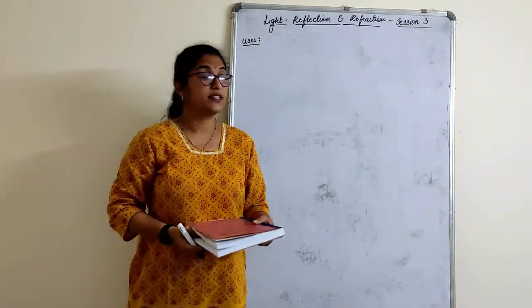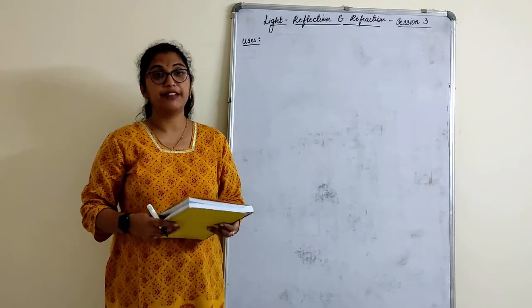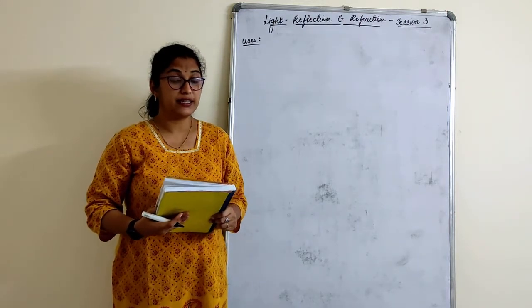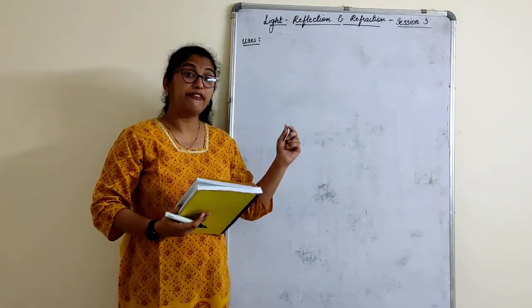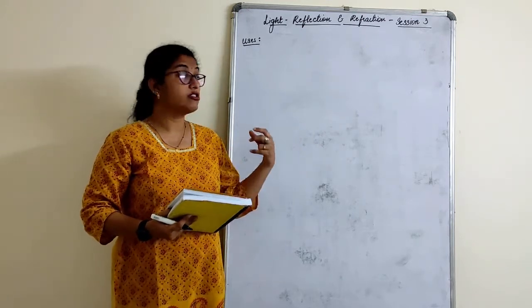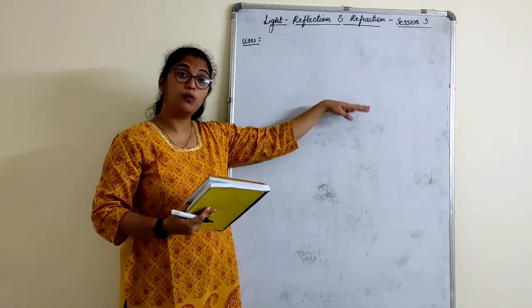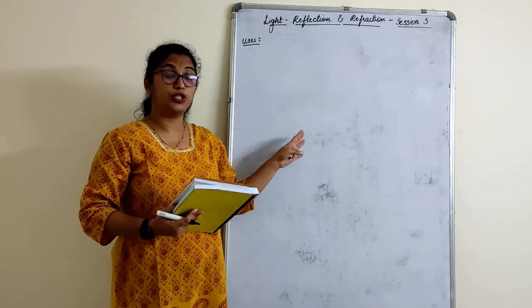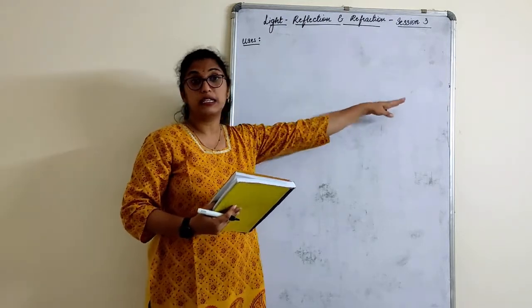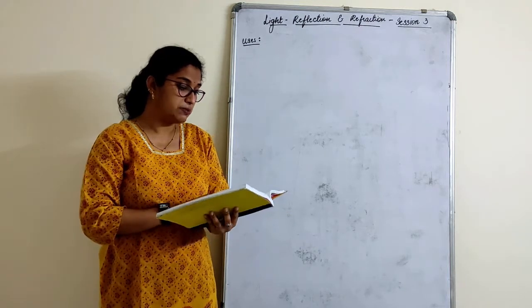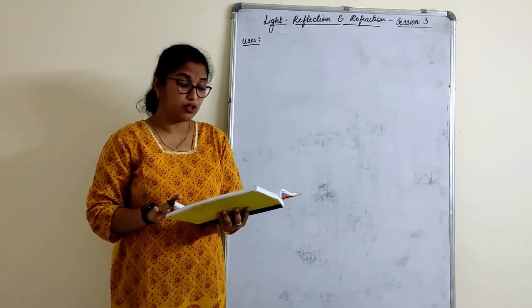Good morning. We will start session 3 on the chapter Light, Reflection and Refraction. In our previous session we understood the ray diagrams on concave and convex mirrors, right? I also asked you to make a tabular column and mention where the object is kept, and depending on the object position, where the image is formed, the size of the image and the nature of the image. We'll go on to the next part, that is, uses of concave and convex mirrors.